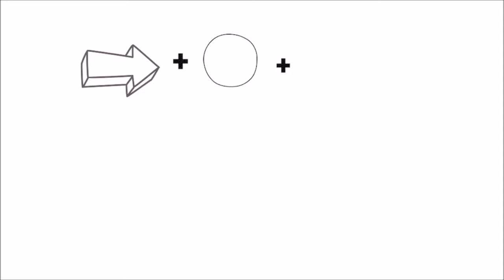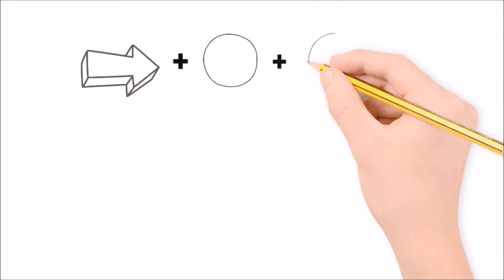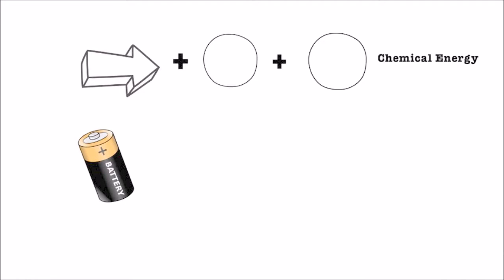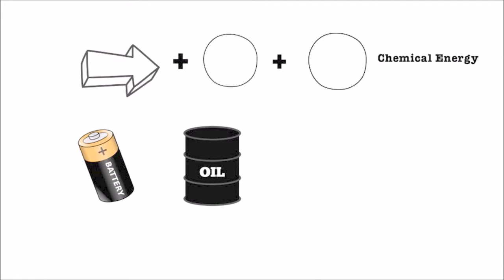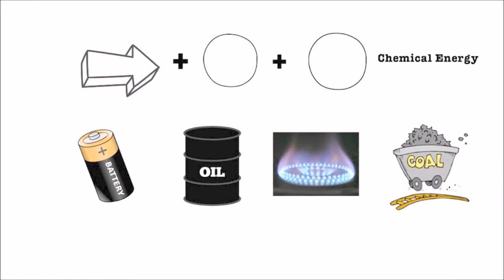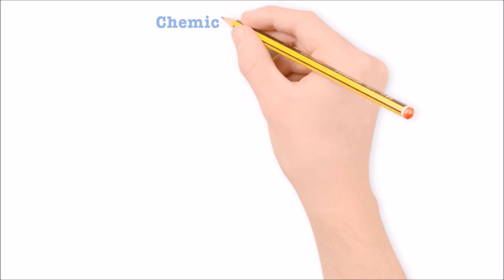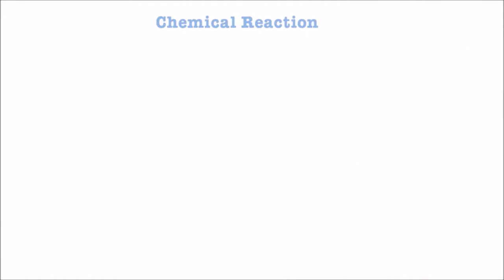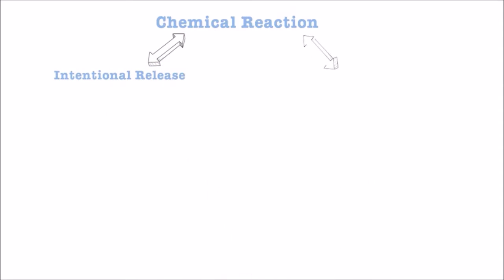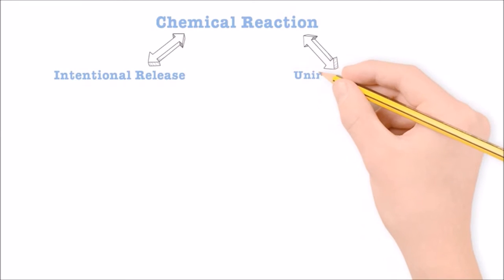Chemical energy is released through chemical reactions. Chemical energy is energy that is stored in the bonds of chemical compounds, which are also known as atoms and molecules. This energy is released in a chemical reaction, which often produces heat as a byproduct. Batteries, petroleum, natural gas, and coal are all examples of stored chemical energy. Chemical energy, which is released through chemical reactions, can be released in two main ways. These are intentional release and unintentional release.